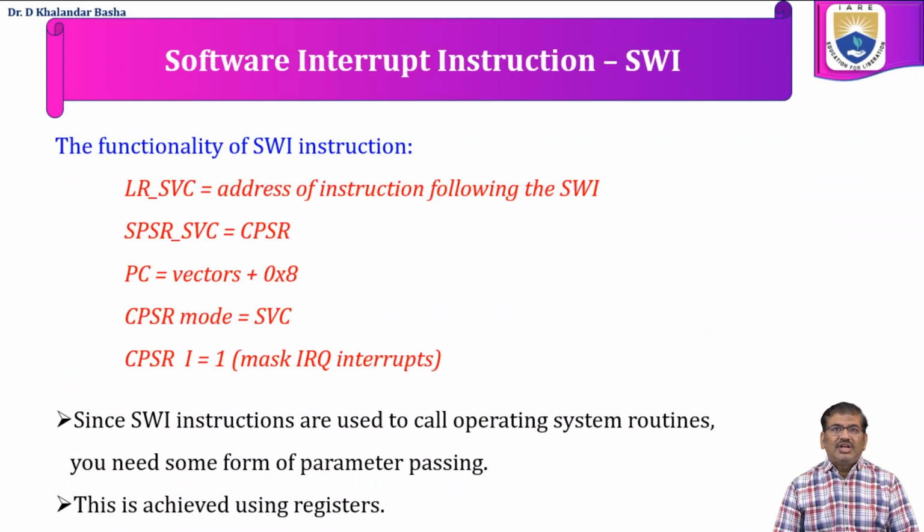So when SWI instructions are executed, the functionality it is going to carry out is: the LR_SVC will contain the address of the instruction following the SWI. Then SPSR_SVC is loaded with the CPSR. The program counter is loaded with the vector address plus offset value of 8. And the CPSR mode will be changed to SVC. And CPSR I is equal to 1, which will mask the IRQ.